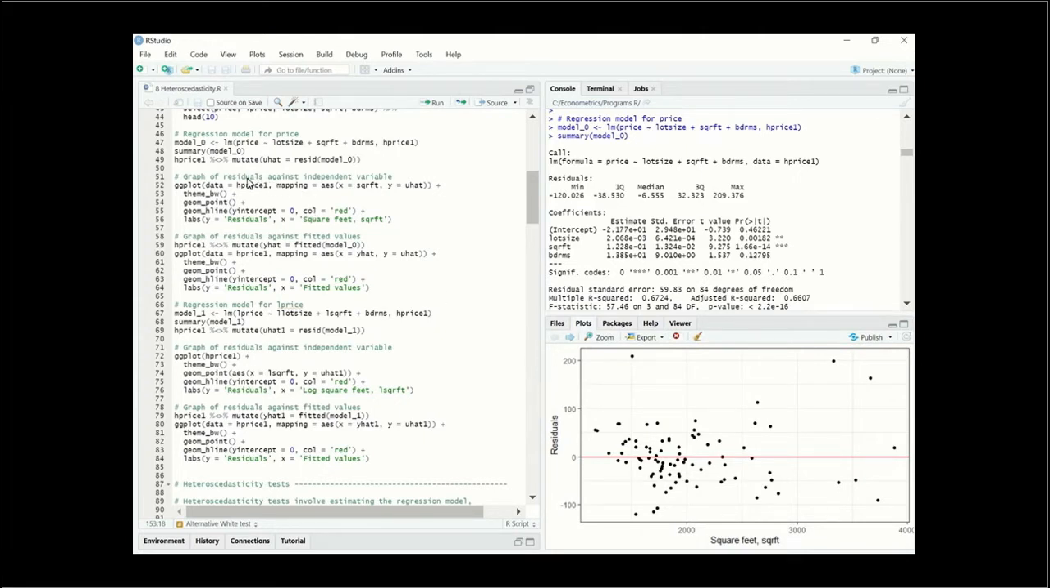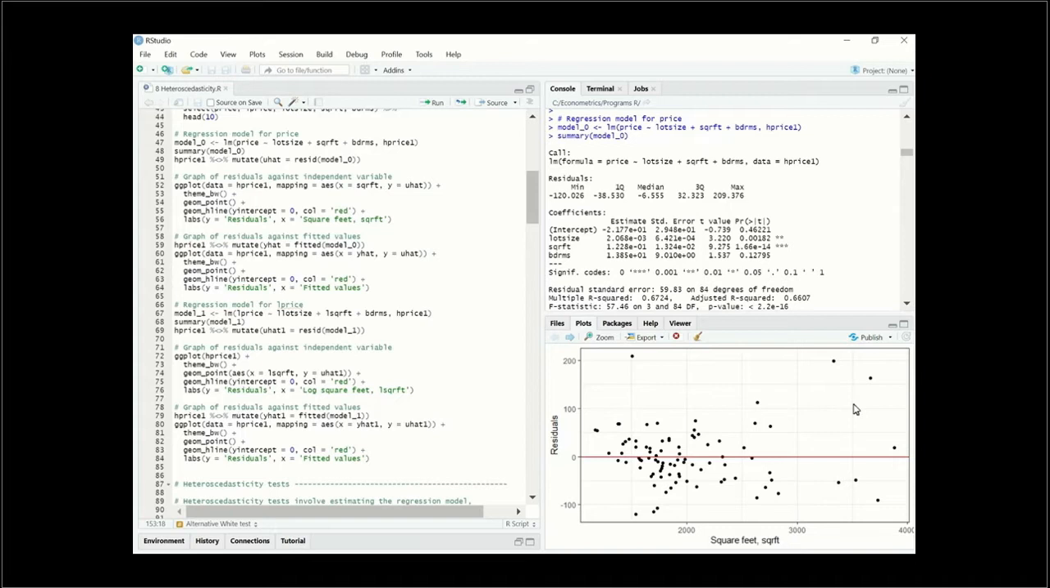The first one is if we plot residuals against the independent variable, the square foot against the residual. This is the graph that we see here. These are the residuals, so that's not the original data. These are not y, the dependent variable, which is price. This is the residuals u hat. And here on the horizontal axis, we just have x, one of the independent variables.